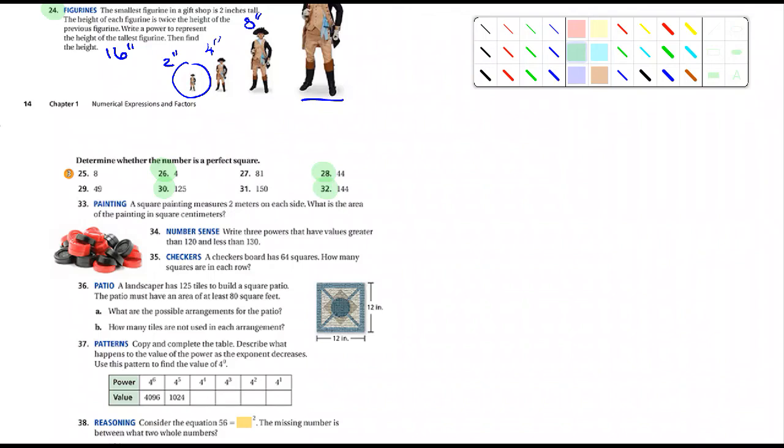Number 34, it says write 3 powers that have values greater than 120 and less than 130. I'm not sure what they mean by that. What page is that on? 15. Let me make sure I understand that question here, because I was going to have you guys do that one. Number 34. Are we doing 34? Yeah, I'm not going to worry about that one. I don't like it, the answer seems kind of confusing.